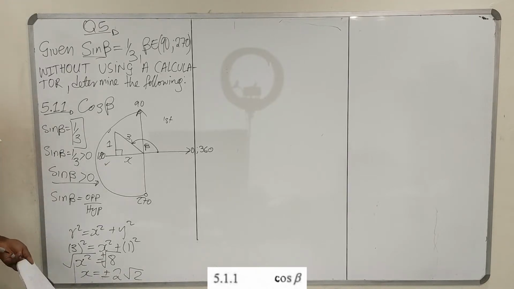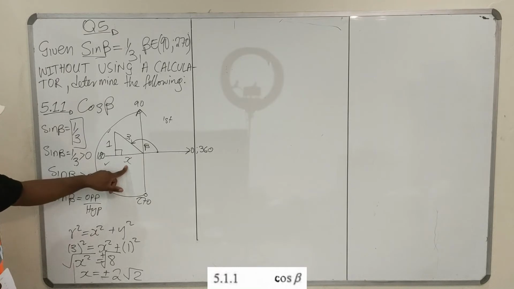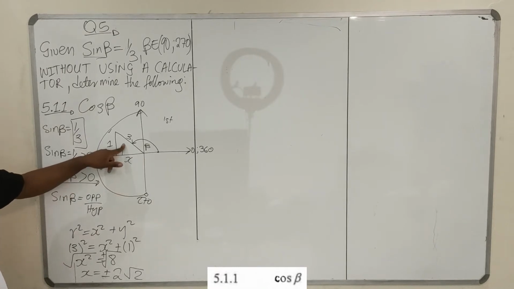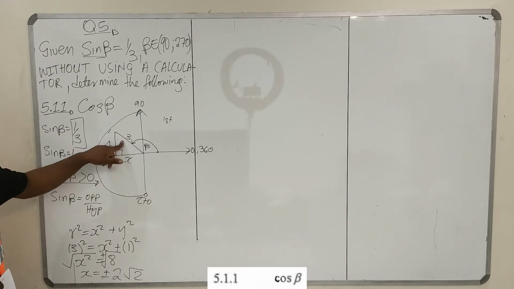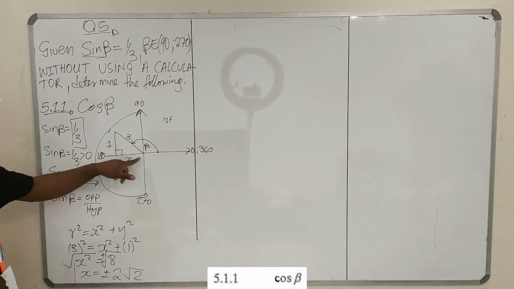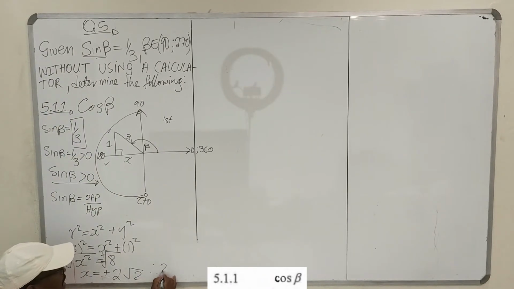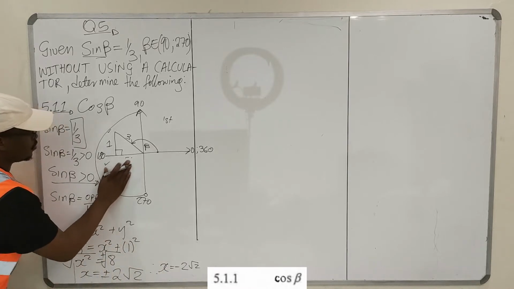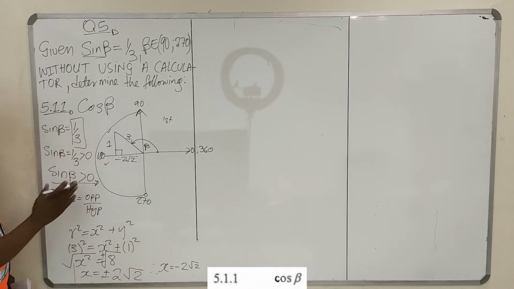But on this side, which is the second quadrant, x values are negative, right? If you're in the second quadrant, the x values are negative. So we should take the negative x value here. Therefore, our x is equal to negative 2 root 2. So our x is equal to minus 2 root 2.